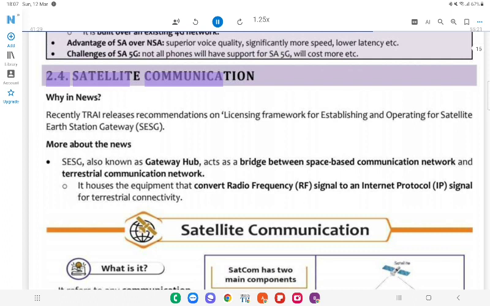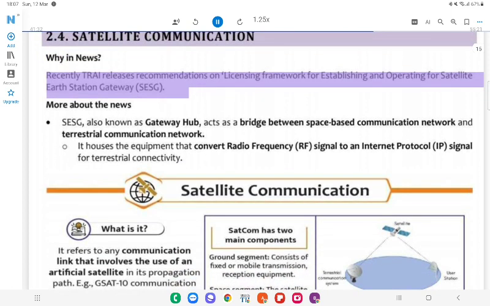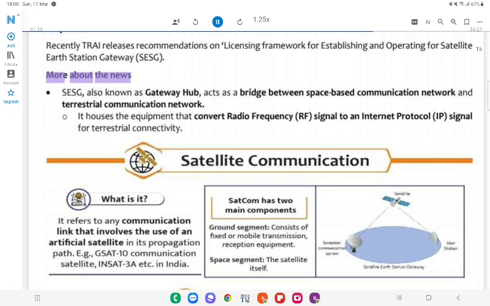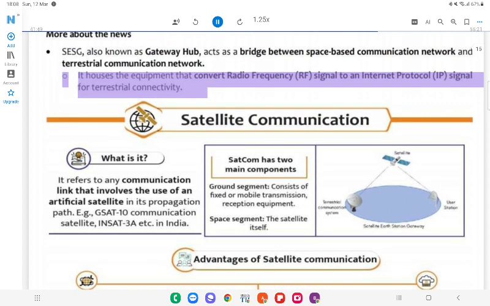2.4. Satellite communication. Why in news? Recently TRAI released recommendations on the licensing framework for establishing and operating Satellite Earth Station Gateway (SESG). More about the news: SESG, also known as Gateway Hub, acts as a bridge between the space-based communication network and the terrestrial communication network. It houses the equipment that converts radio frequency (RF) signals to Internet Protocol (IP) signals for terrestrial connectivity.